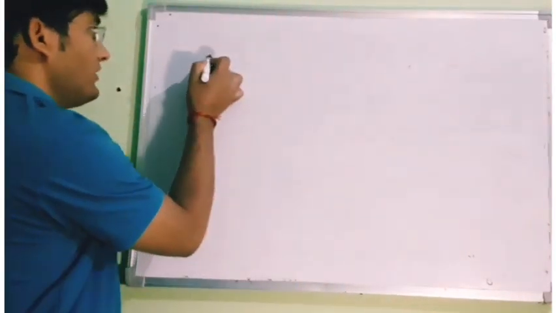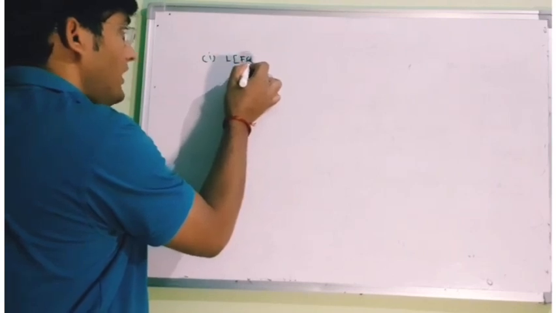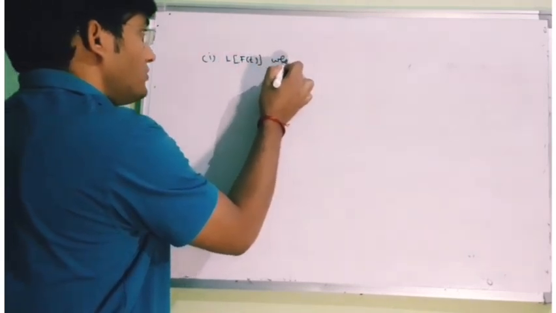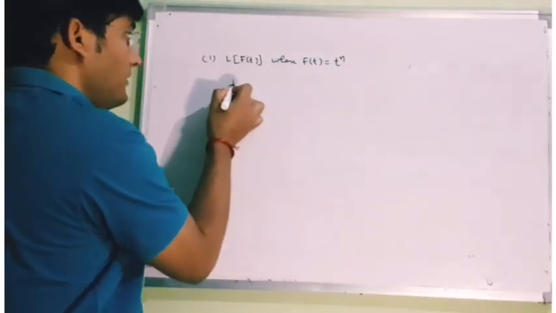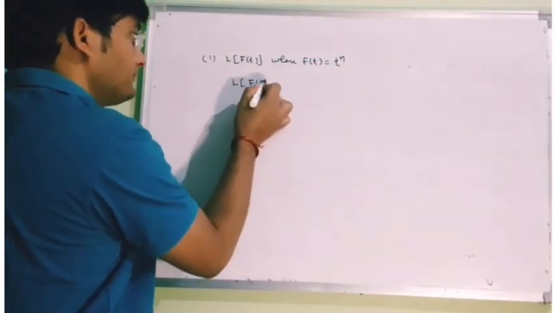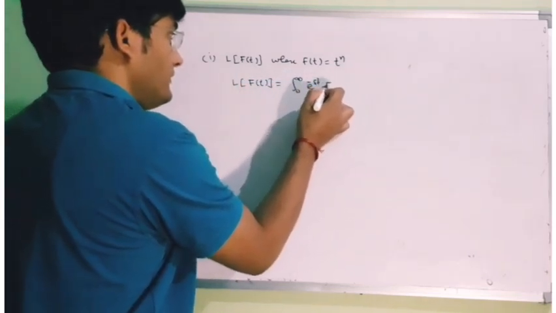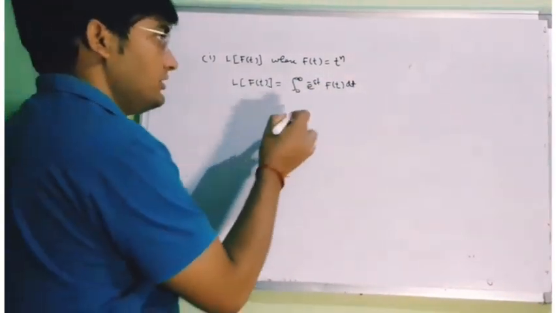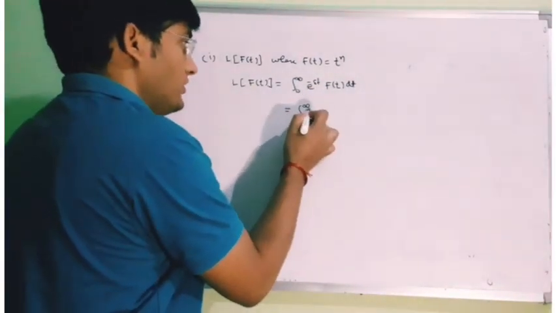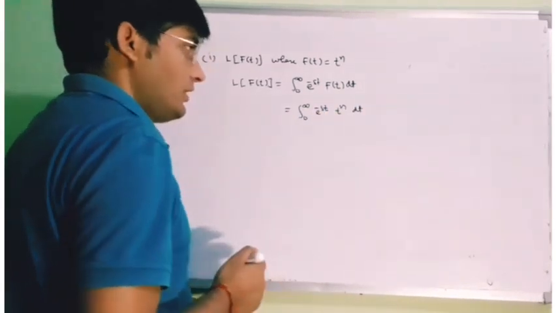So first of all, I will give the formula for the Laplace of f(t), where your f(t) is t to the power n. So Laplace of f(t), using the definition, we have integral 0 to infinity e to the power minus st f(t) dt. So this is equal to integral of e to the power minus st t to the power n dt. Now we have two choices.